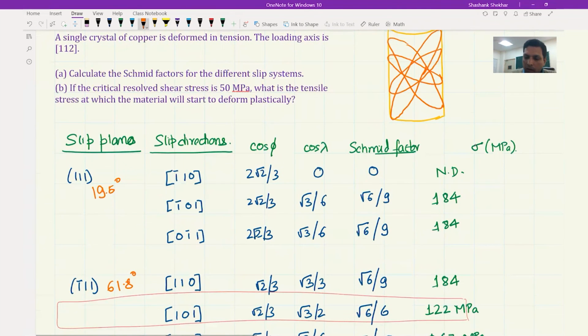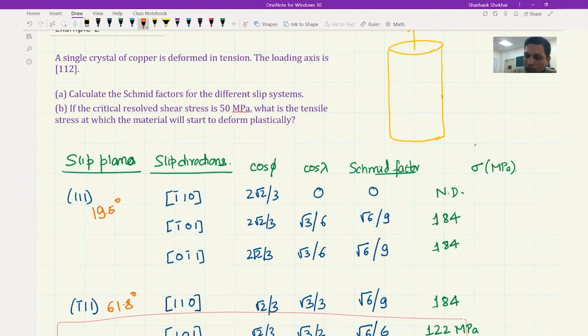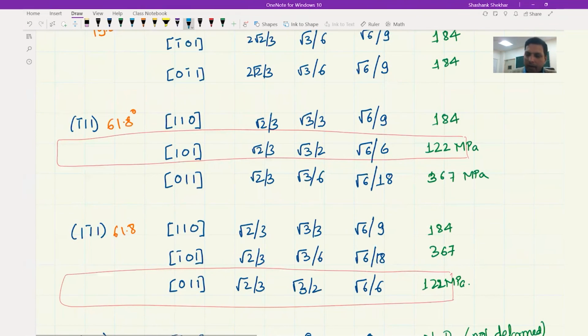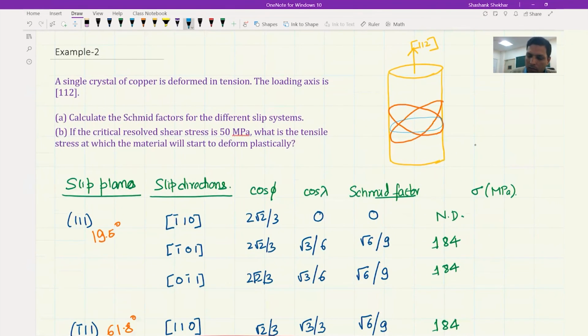So actually the way I had drawn is a little bit incorrect. There are 2 planes which are at 61.8 degrees, something like this and something like this. On the other hand, we have a plane at 90 degrees, so it is like this. And one is at 19.5 degrees. So clearly the stress is required for this plane and for this plane. In fact, this one is undeformable.